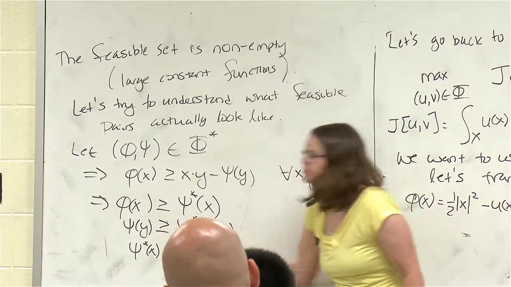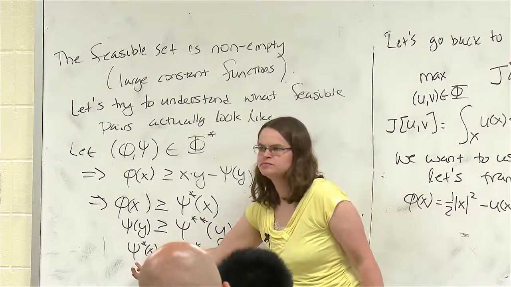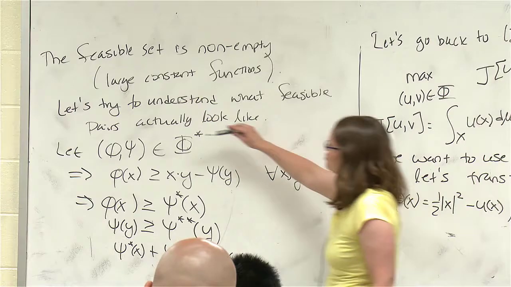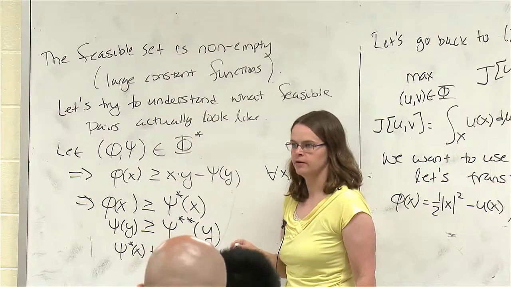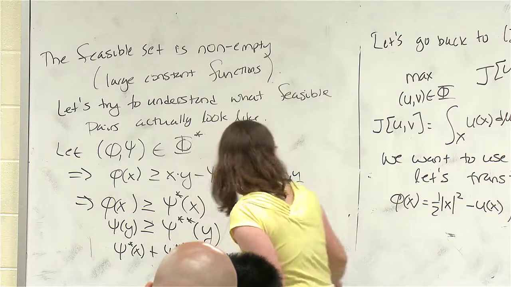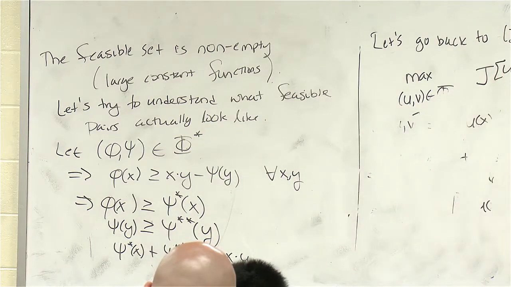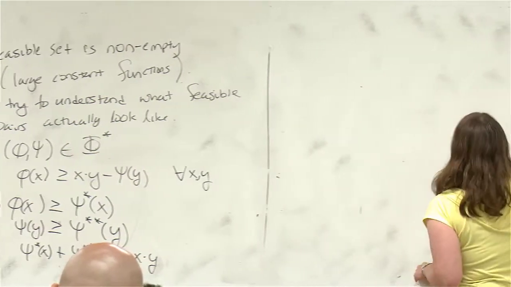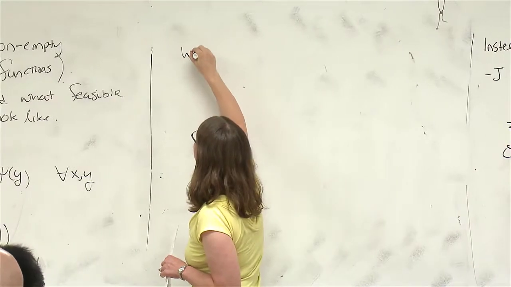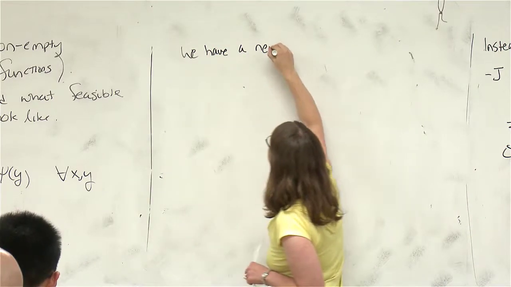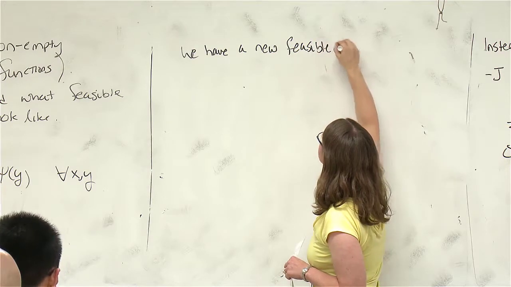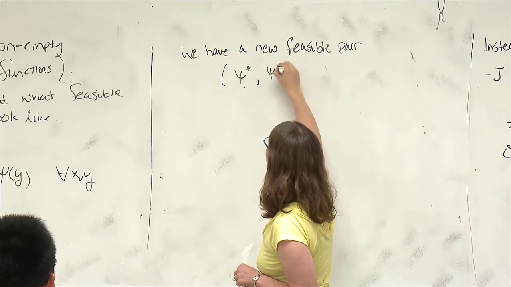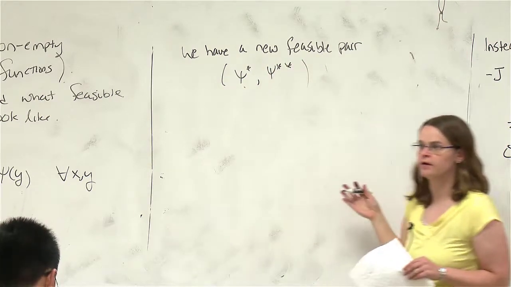But it's not phi and c that are sitting here anymore. It's these new functions, c star and c double star. They also satisfy the constraint. So if I start with a feasible pair, I can build a new feasible pair, always. Okay, so we have a new feasible pair. We'll call c star and c double star a Legendre dual pair.